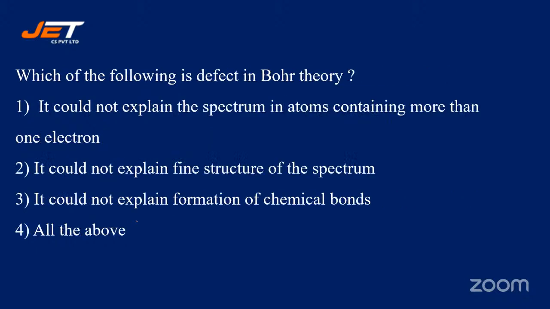Moving ahead, which of the following is a defect in Bohr's theory? And your options are number one, it could not explain the spectrum of atoms containing more than one electron. Option number two, it could not explain fine structure of spectrum. Option number three, it could not explain formation of chemical bonds. And option number four is all the above.